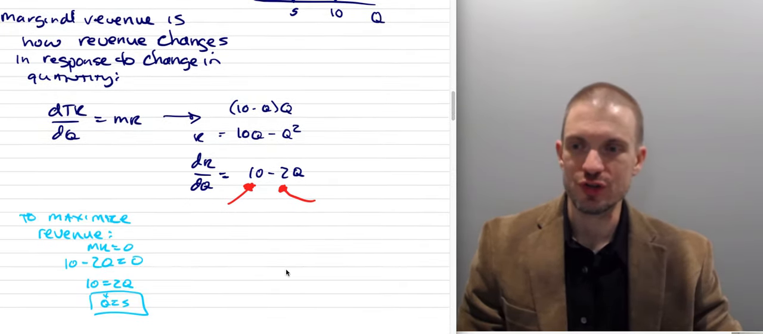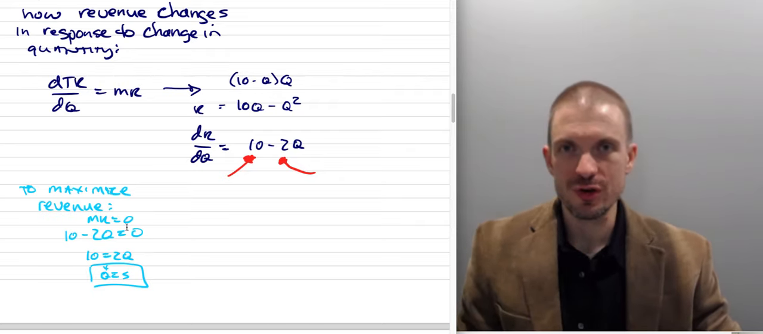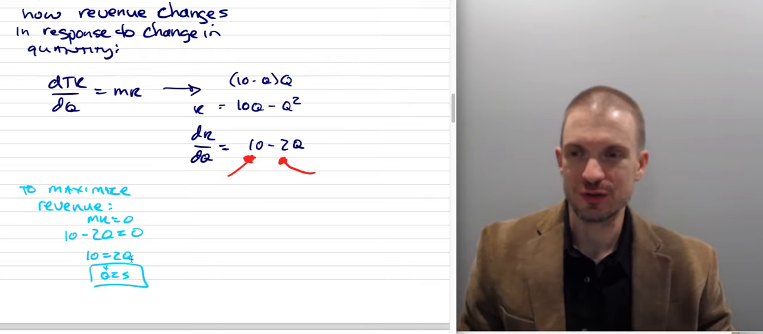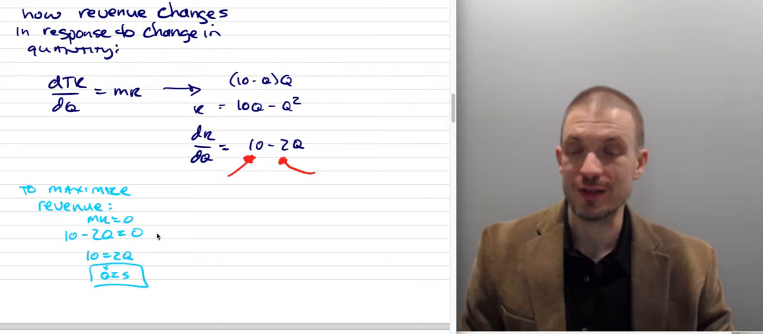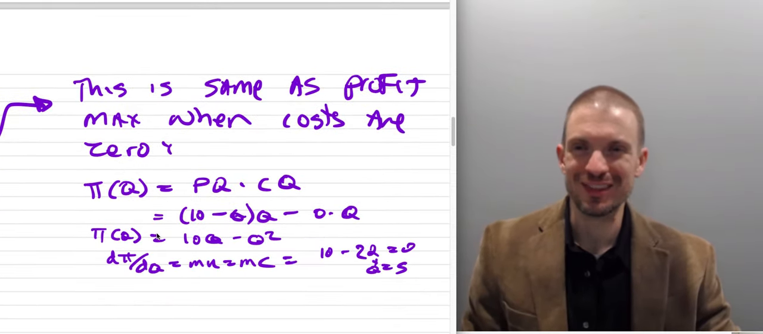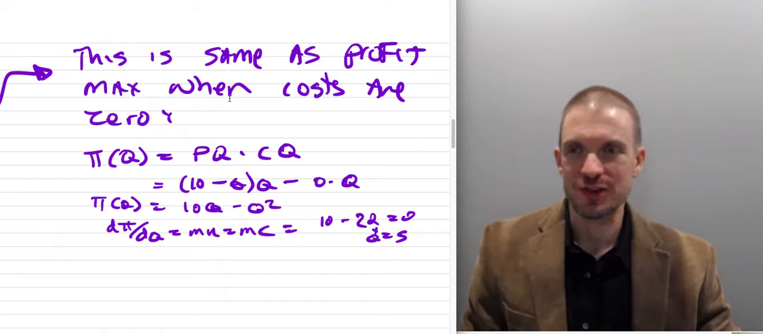And then here's a note just from before. If we want to maximize revenue, we'd set marginal revenue equal to 0. So we'd have 10 minus 2Q equal to 0, so 10 is equal to 2Q. The revenue maximizing quantity for the inverse demand, price is equal to 10 minus Q, is just a quantity of 5. That also corresponds to the midpoint of the demand curve. And then my last comment: this is the same as profit maximization when costs are 0.